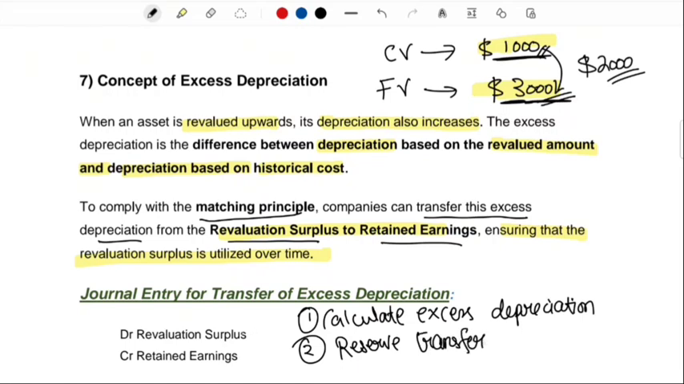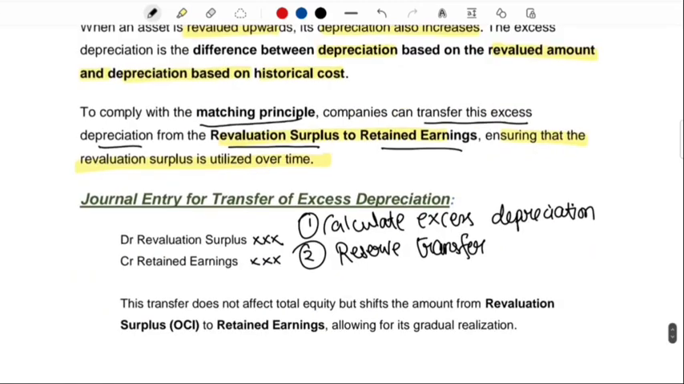So you will debit revaluation surplus with the amount of excess depreciation, and you will credit retained earnings with that amount of excess depreciation. So basically, even though you're charging excess depreciation, IAS 16 tells you that you can make a transfer to the retained earnings with the same amount. This transfer does not affect the total equity, but simply shifts the amount from revaluation surplus to retained earnings, allowing for its gradual realization.